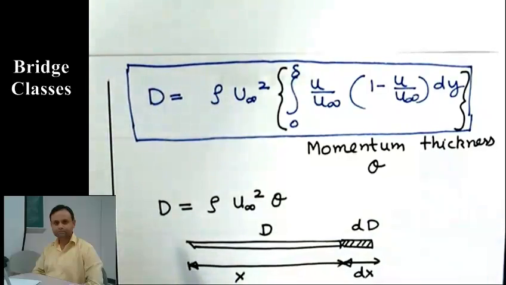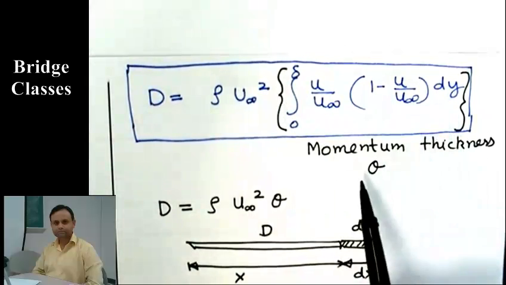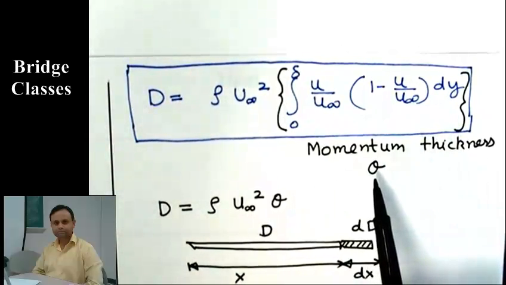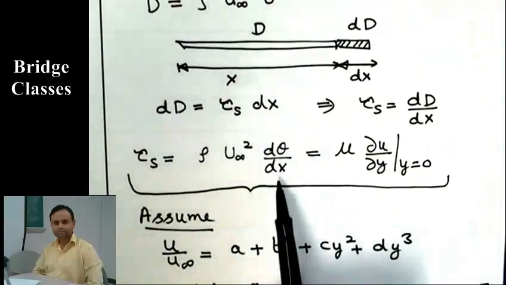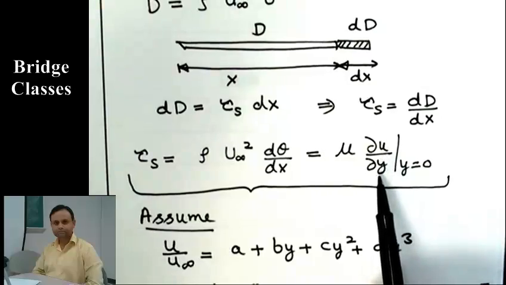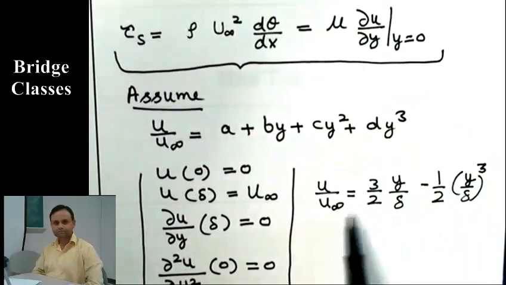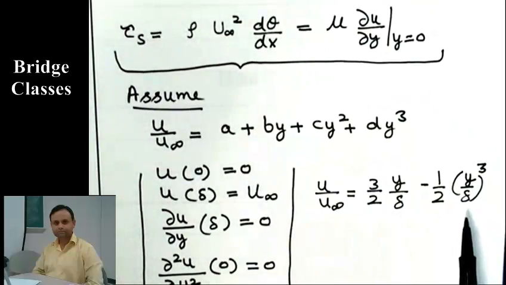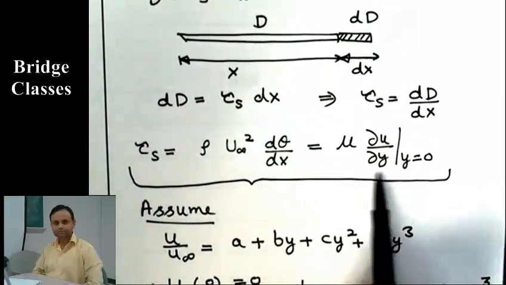Because you have a profile for u over u infinity, substitute that in this equation, integrate this, and you will get what this theta is. Just very simple integration. Then you can differentiate that, d theta dx, and you can also write del u del y at y equals 0, based on this profile. So the idea is you will get what this is and what this is.